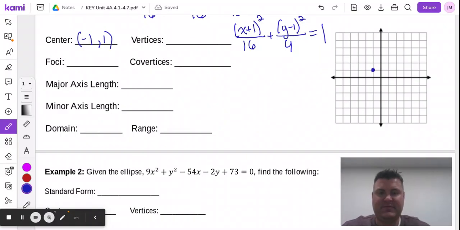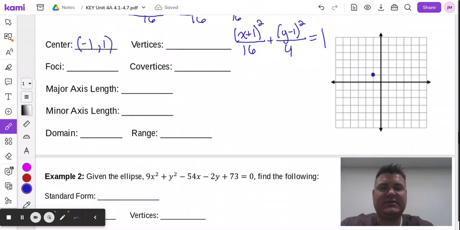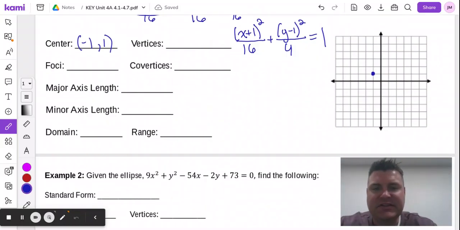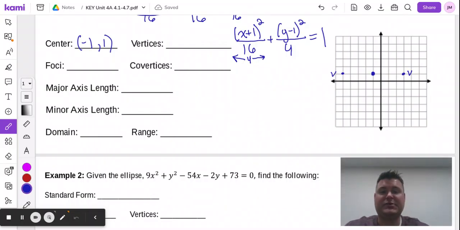Now, we're going to treat the 16 and the 4 almost like radii, sort of. For 16, if you take the square root of that, we're going to go left and right 4. So from the center, I'm going to go left and right 4: 1, 2, 3, 4. Put a V there so I know that's the vertex. 1, 2, 3, 4. We only have vertices on the farther side. That's what we call them.